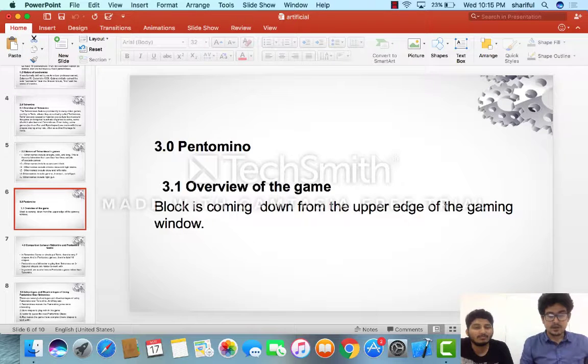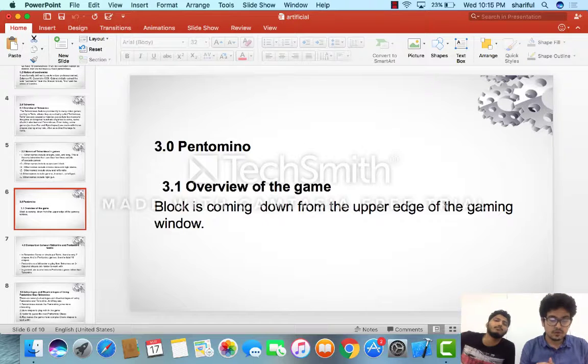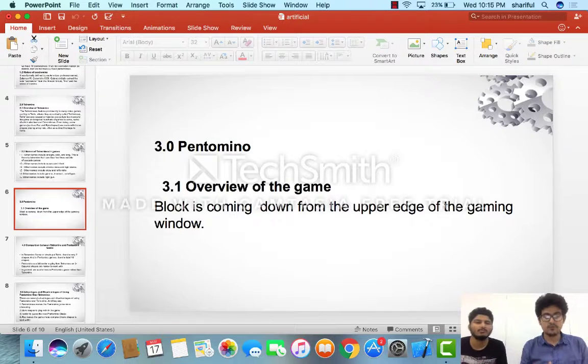Now I describe how the blocks are being organized. There are five alphabets, which are F, L, N, P, and Y, that can be oriented in 8 ways: four rotations and four more mirror images.